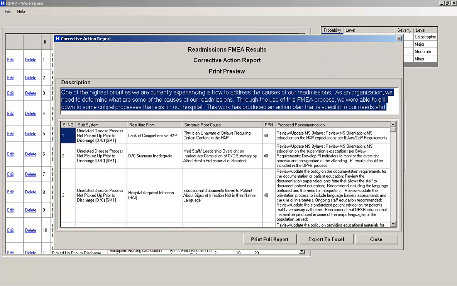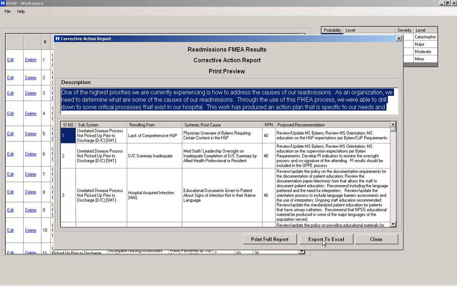This is the preview. We have a free-form field up here so that you can put in a description or a paragraph about your lead-in. And these are your actual results. And notice that the RPN number is now prioritized highest to lowest and will display only the significant few along with the proposed recommendations. So we can print our full report and be ready to go with a corrective action report right after our team meeting, or we have the option to go ahead and export to Excel.